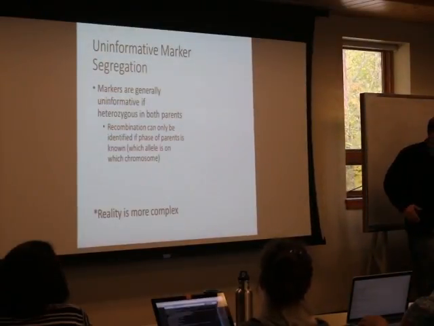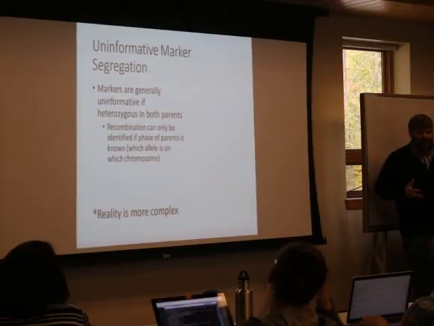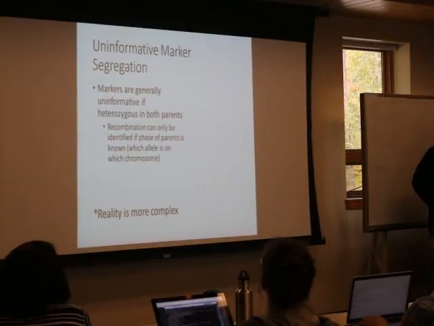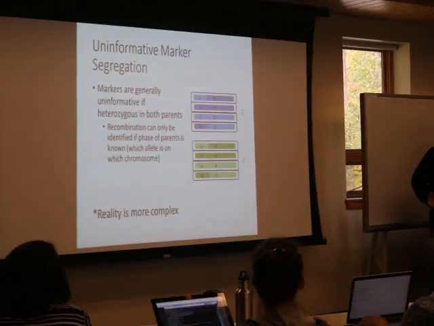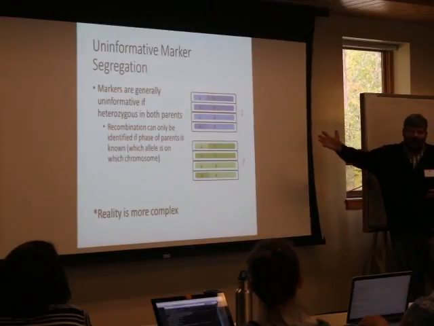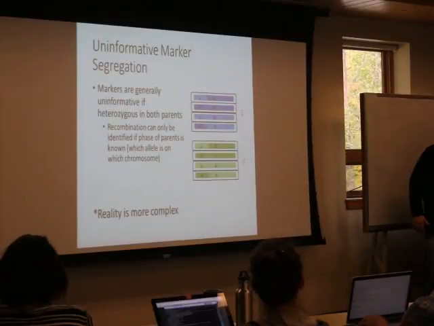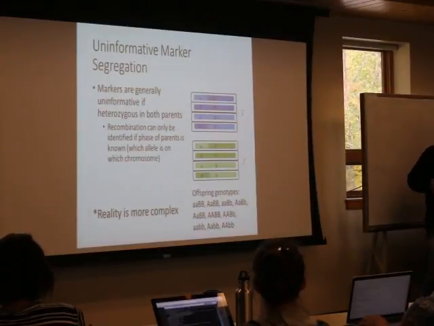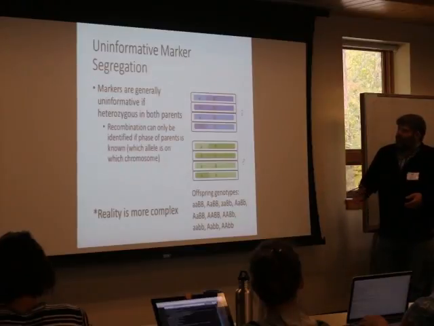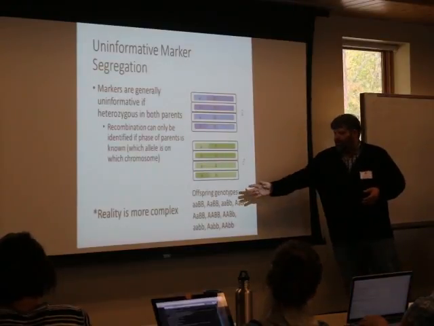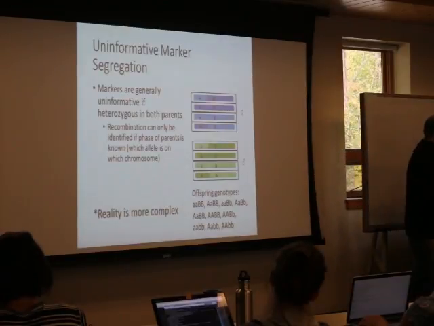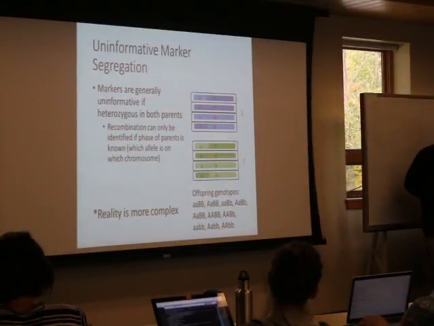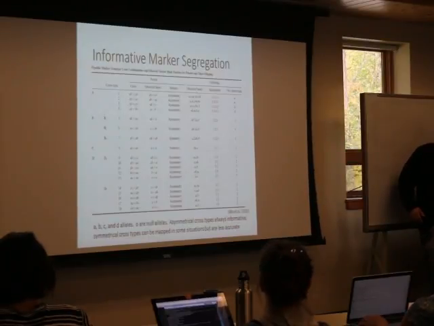What's important is that if both parents are heterozygous for that locus, then you don't really know which parental chromosome it came from. If both of these parents are heterozygous and have the same meiosis products, there are quite a few different offspring genotypes, but when we look at the offspring, we don't know which of the B's came from which chromosome, or which of the A's came from which chromosome. So generally, these aren't able to be mapped, but reality is more complex.